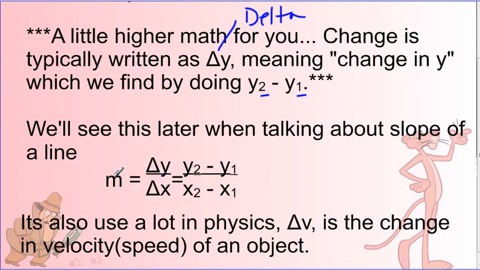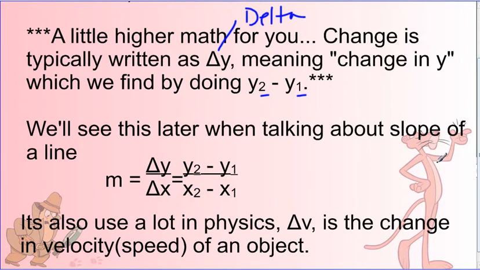So we have slope. This is literally the formula for finding the slope of a line. Slope equals change in y over change in x, which to find the change in y is y2 minus y1 over x2 minus x1. It says this is also used a lot in physics. For example, this delta v, or triangle v, change in v, is the change in velocity of an object.